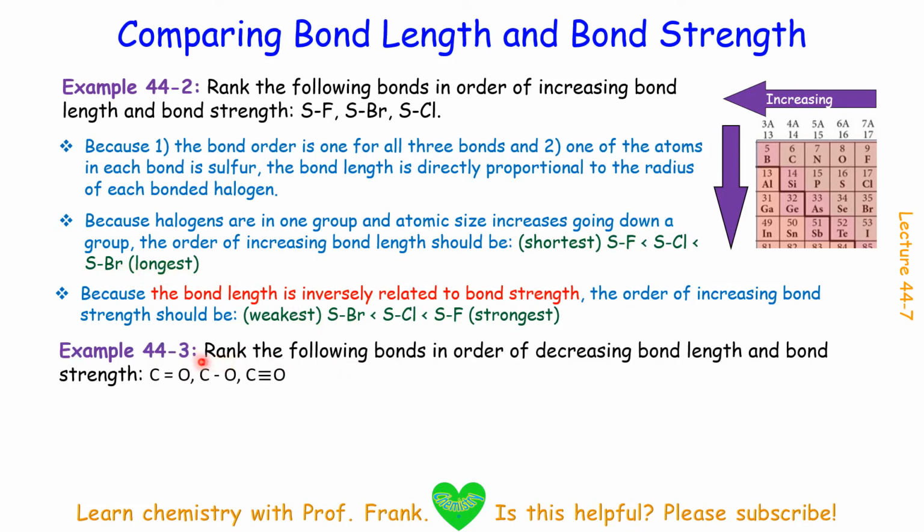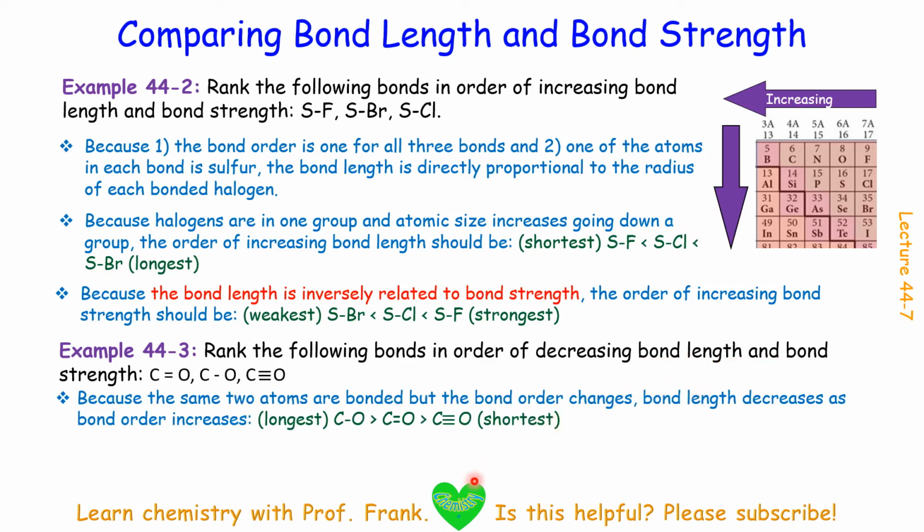Let's work on example 3 in lecture 44. We need to rank those bonds in order of decreasing bond length and bond strength. Let's work on bond length first. Because the same two atoms are bonded in all three bonds, but the bond order changes: single bond, double bond, and triple bond. The bond length decreases as the bond order increases. Therefore, for the bond length, CO single bond is the longest and CO triple bond is the shortest.